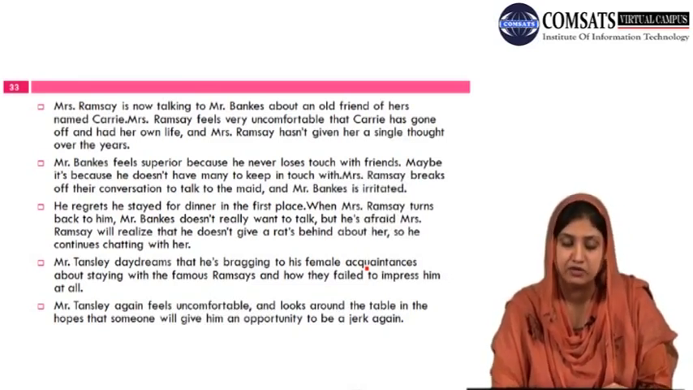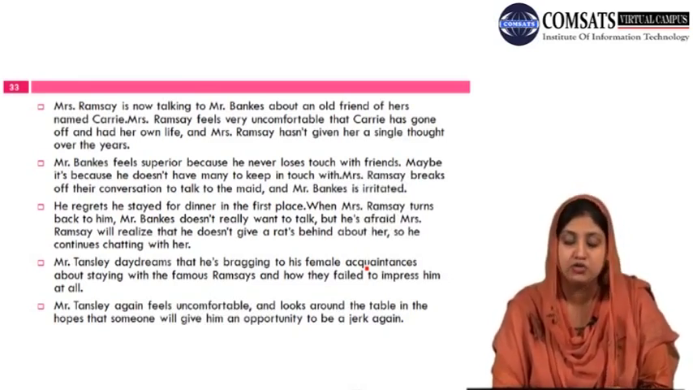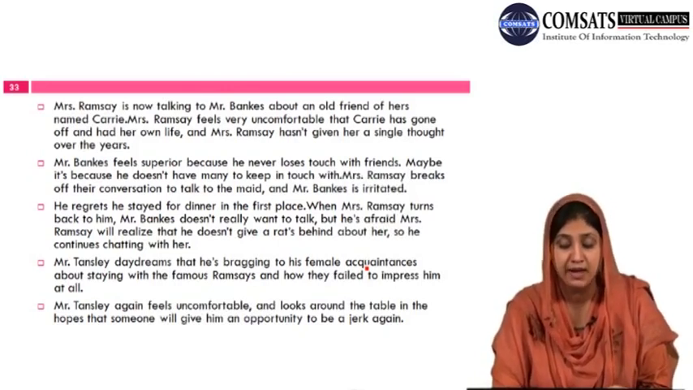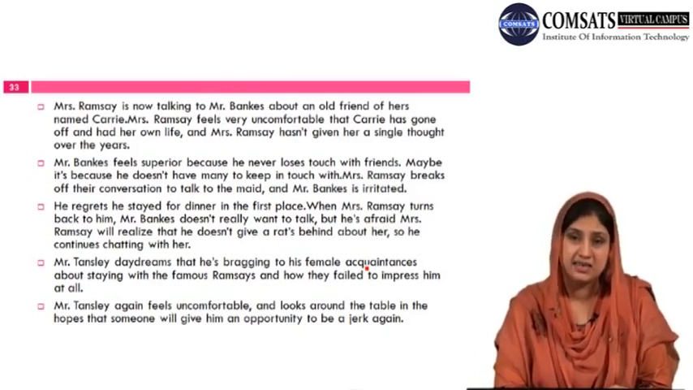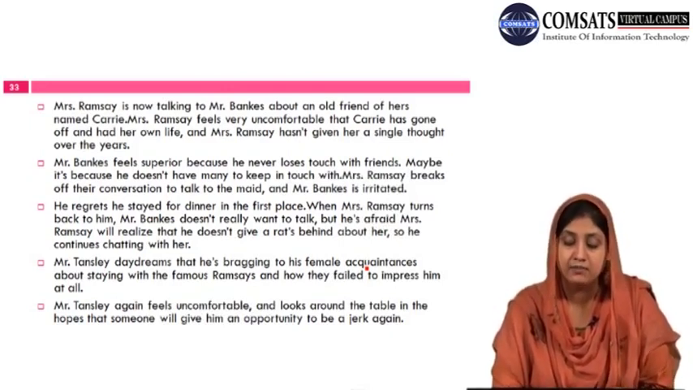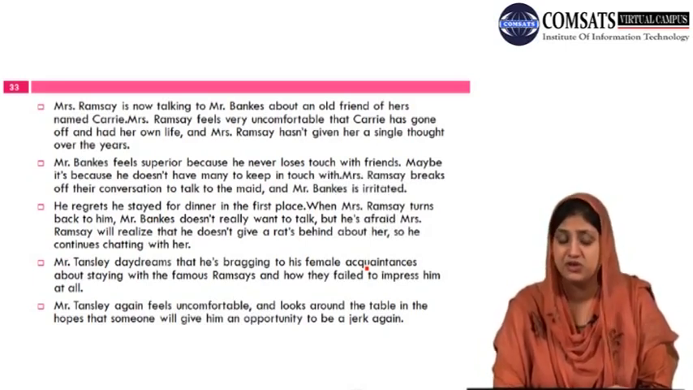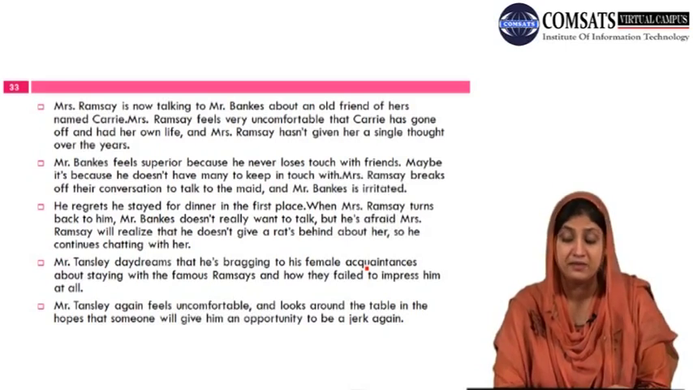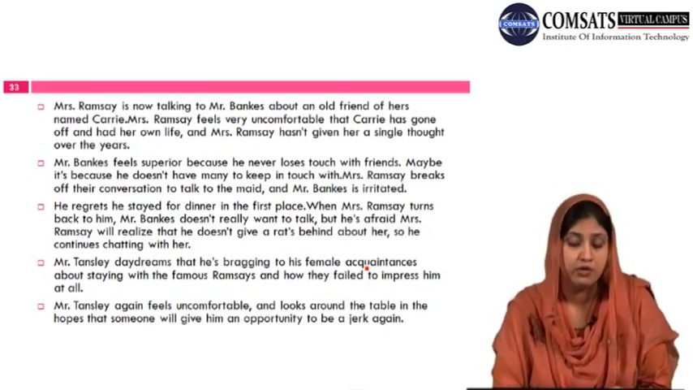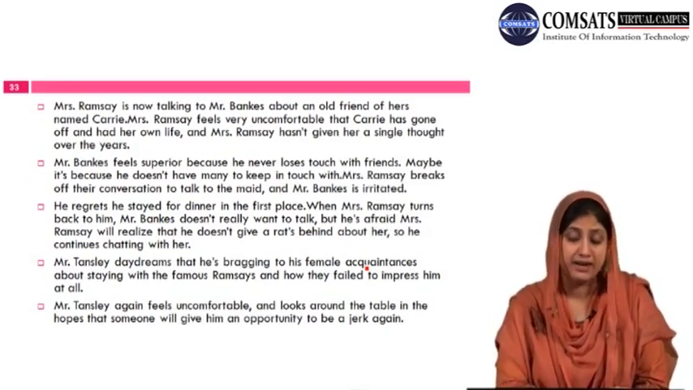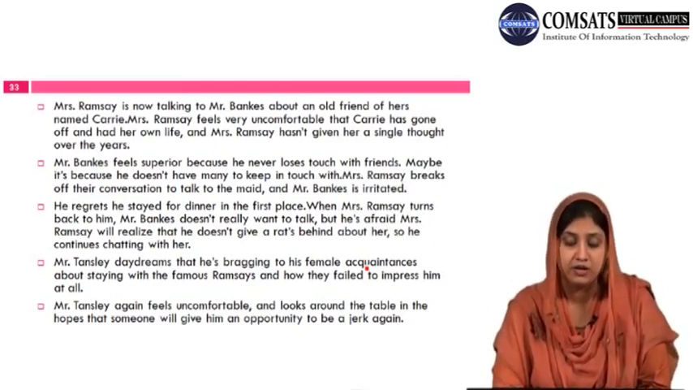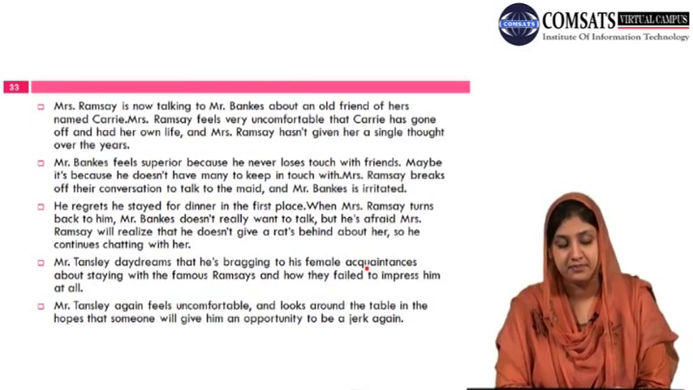Mrs. Ramsey breaks off their conversation to talk to the maid, and Mr. Banks is irritated. He regrets he stayed for dinner in the first place when Mrs. Ramsey turns back to him. Mr. Banks doesn't really want to talk, but he's afraid Mrs. Ramsey will realize that he doesn't give a rat's behind about her. So he continues chatting with her.